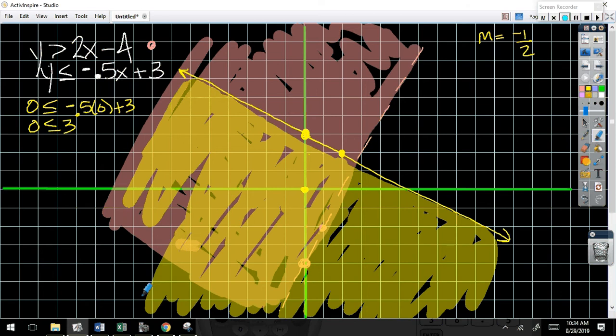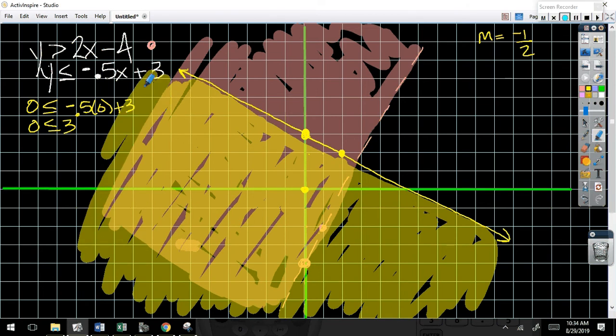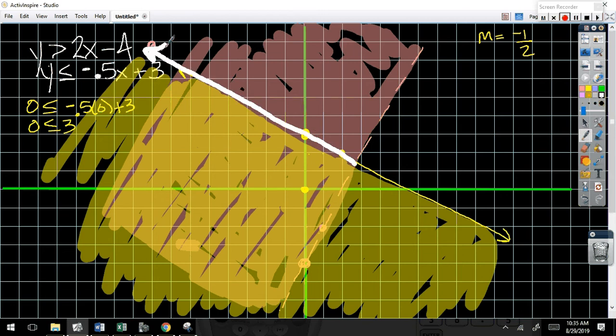So if I had another inequality, I would graph that also and I would look. So now what I want to see is I have a very, very visible solution area. Do you see it? It's where the pink and the yellow overlap. So, I would say, including this line, not including this line, this is my solution area. Okay? Any point in that is a solution.